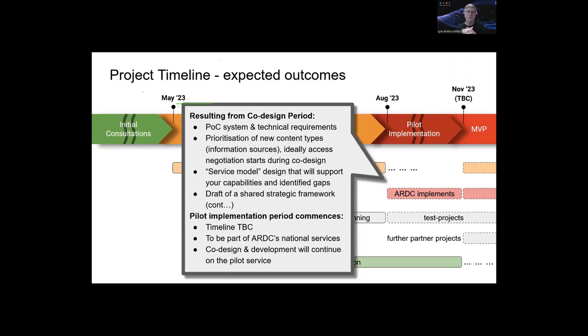So what is it we're hoping to get out of this co-design phase? A number of things. First off, the prototype that we're working on, we're hoping will be finalized as proof of concept for the pilot system that we're going to build. And we'll need some technical requirements coming from that as to how to implement that. One of the goals there, as Adrian mentioned, is to be a part of ARDC's national services. So that's what's going to happen in the next phase. We're hoping in co-design to prioritize with our stakeholders what types of new content sources are the most important. We're not going to wait until the end of that phase to start negotiating access to information sources that we have identified as being important. At the end of this, we'd also like to know what our service model should look like. What should RLA do in order to better support other people's capabilities, to complement capabilities, not to replicate, and to plug gaps that people are actually experiencing.